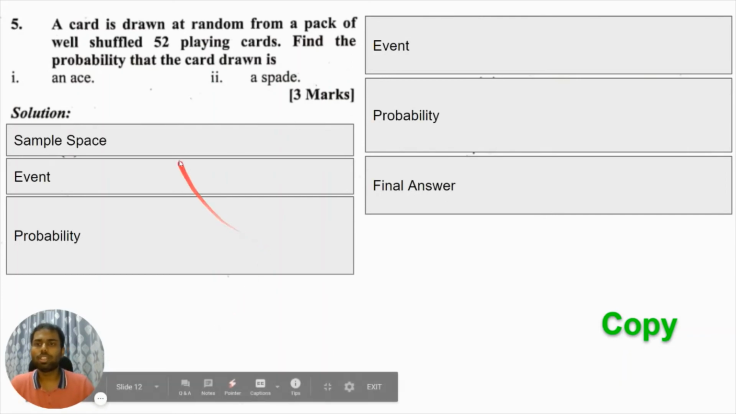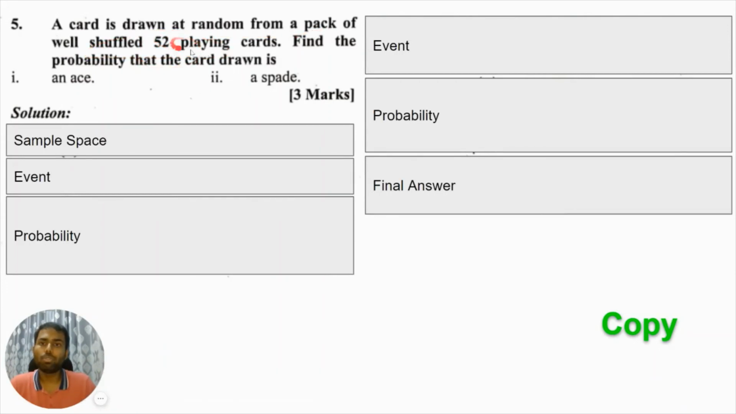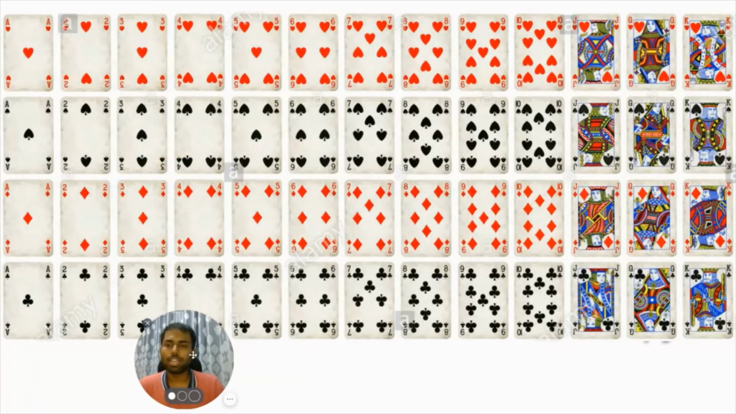Here a card is drawn at random from a pack of well shuffled 52 playing cards. As soon as playing cards come up, you should know how many different types of cards there are in playing cards. And they have asked you to find the probability that the card drawn is an ace and a spade. So let us see what the different types of cards in playing cards are. So these are the different types of cards, right?